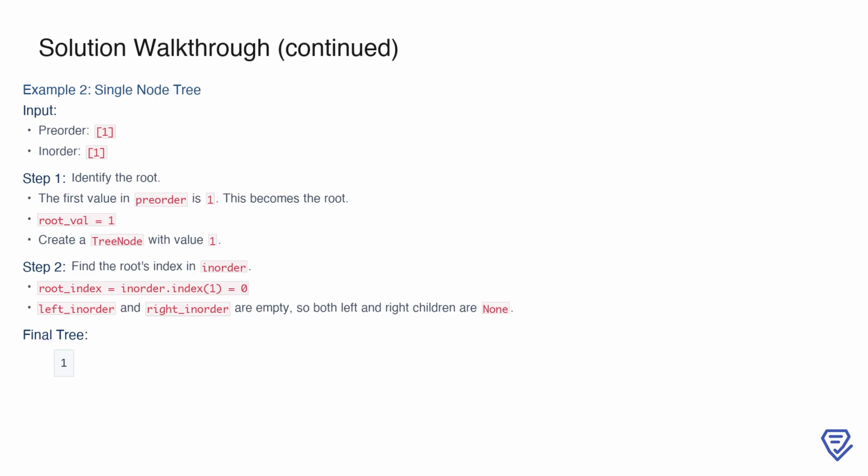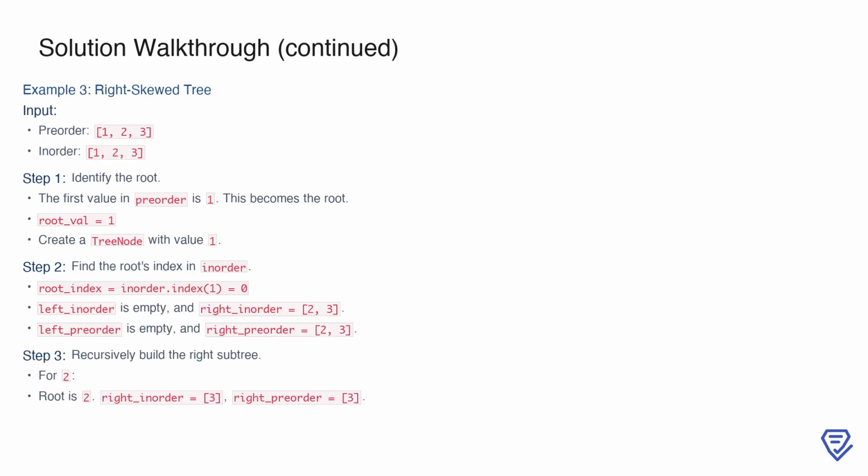Combining the left and right subtrees, we have the entire binary tree reconstructed, which looks like this. The root is 3, with 9 as its left child and 20 as its right child. Under 20, we have 15 and 7 as its left and right children, respectively.